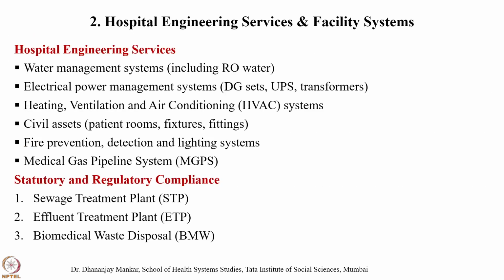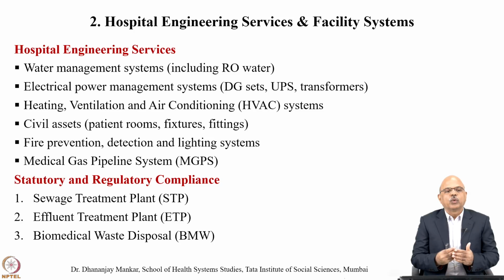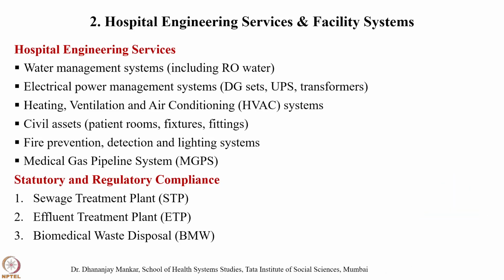Hospital engineering services and facility systems are listed here, where you may find the water management system, including the RO water, the electrical power management system, DG sets and UPS, transformers, the heating, ventilation and air conditioning (HVAC) system, civil assets, fire prevention, detection and lighting systems, and the medical gas pipeline system, MGPS, which we have even discussed in the previous chapter. Then there is statutory and regulatory compliance, that is the sewage treatment plant, effluent treatment plant and biomedical waste disposal.